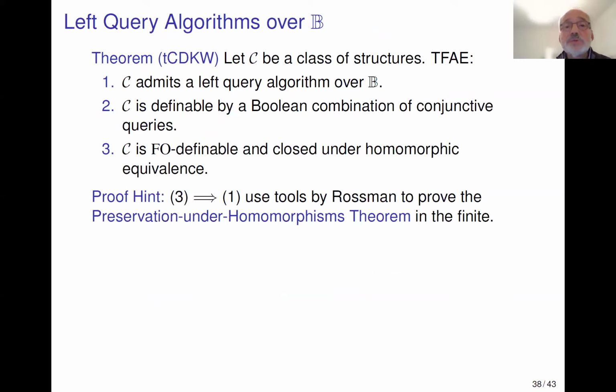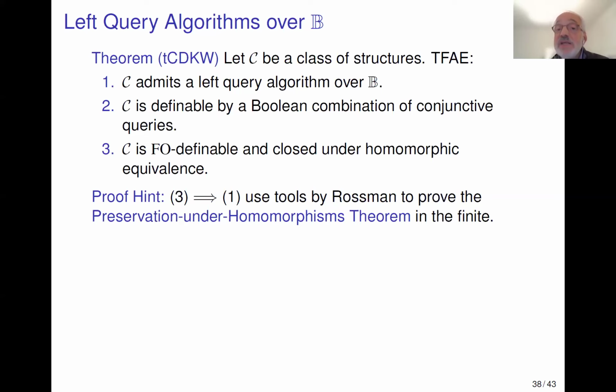The first thing we did was to completely characterize when a class of structures admits a left query algorithm over B. This has 3 parts. It says this happens if and only if the class is definable by a Boolean combination of conjunctive queries, if and only if the class is first-order definable and closed under homomorphic equivalence. 1 implies 2 implies 3 is very straightforward. 3 implies 1 is easy, it's not very difficult if you use heavy machinery.